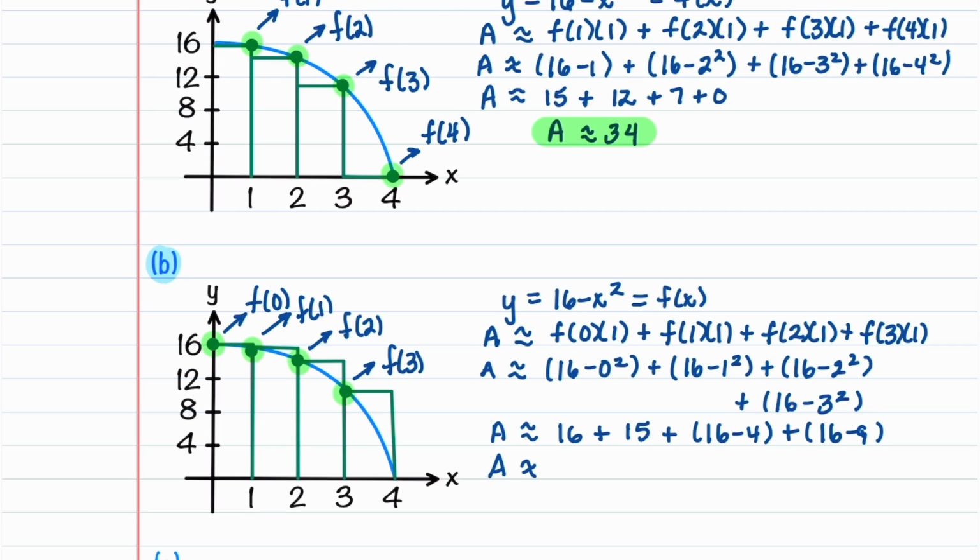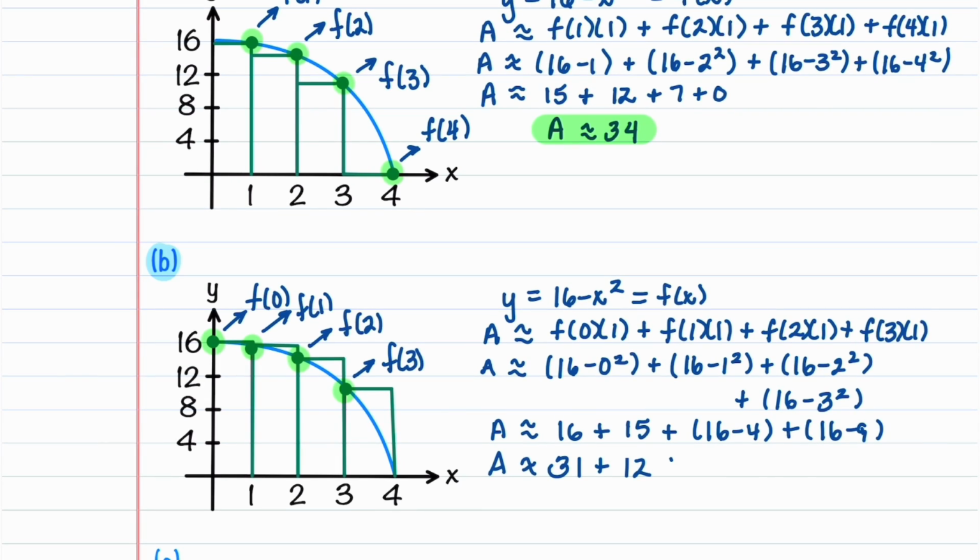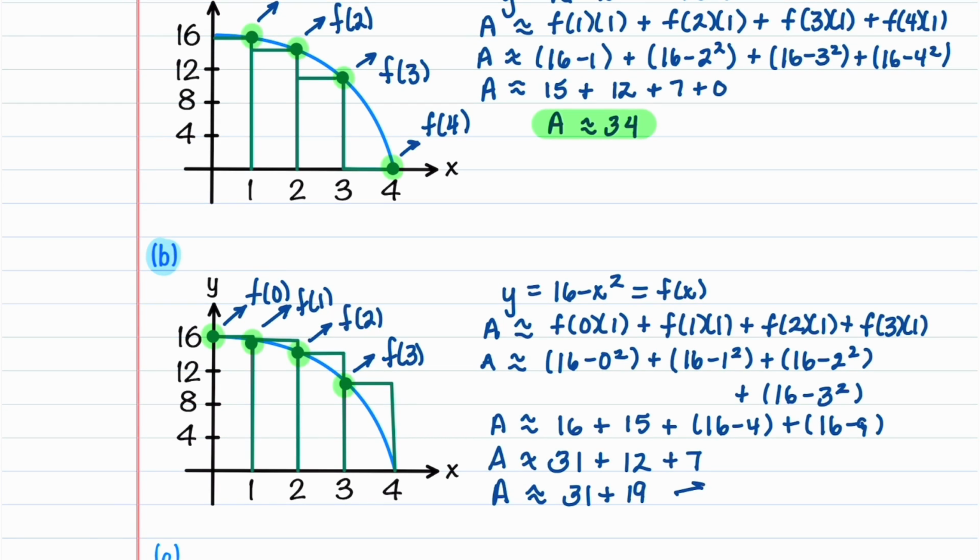This is approximately 16 plus 15, that's 31. And then we have 16 minus 4 is 12. And then 16 minus 9 is 7. So our area is approximately 31 plus 12 plus 7, that is 50. Our area then is approximately equal to 50.